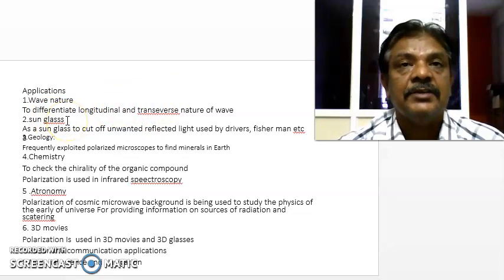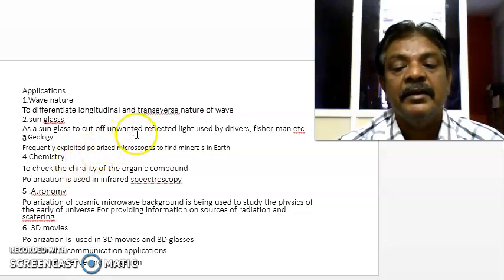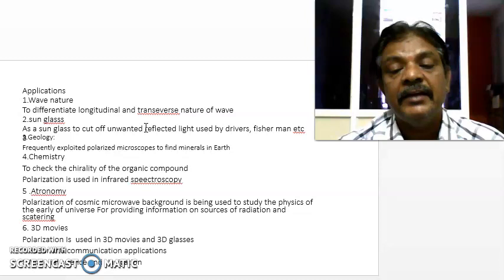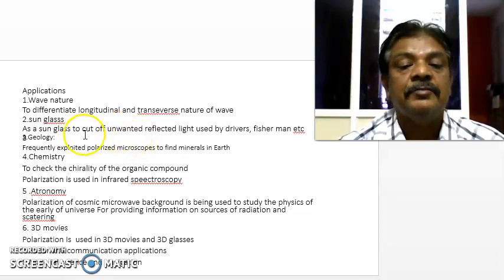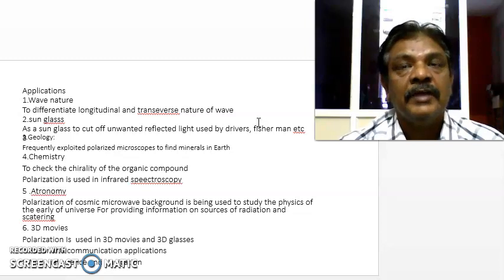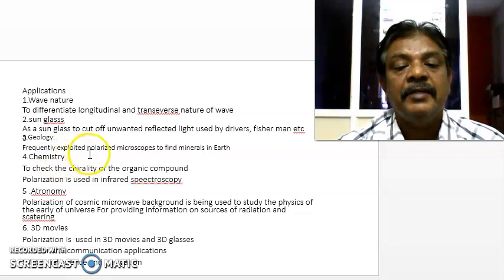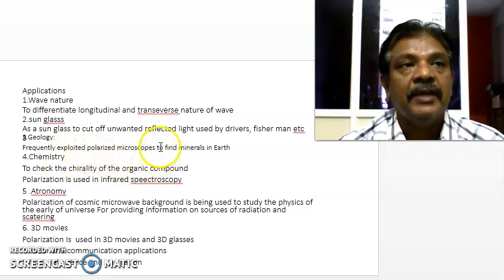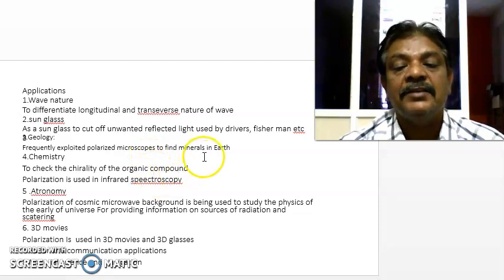Second one is sunglasses. As you know, sunglasses are very useful to reflect unwanted and high glare light, which can be eliminated by using sunglasses. Polarized glasses are very useful for drivers during night time, and also for fishermen to catch fish at night. They can use polarized sunglasses. The next one is geological applications. Polarized microscopes are frequently exploited to identify where minerals are present in the earth.